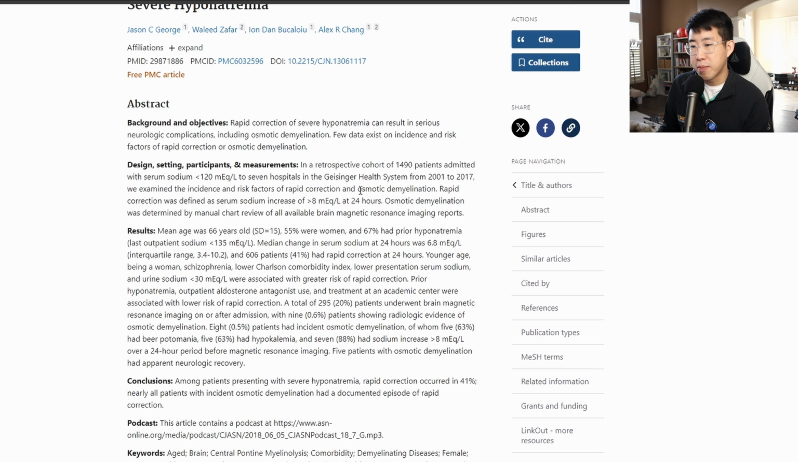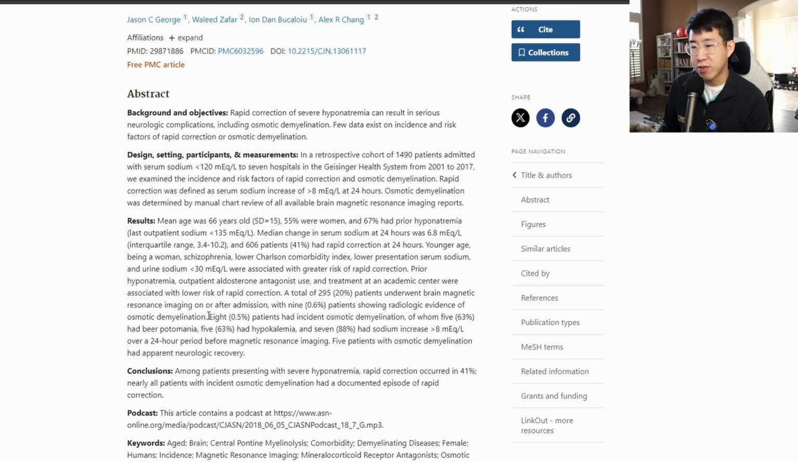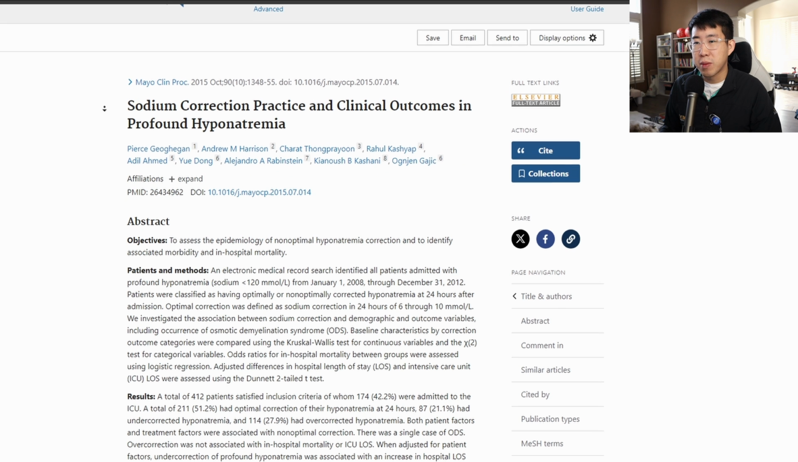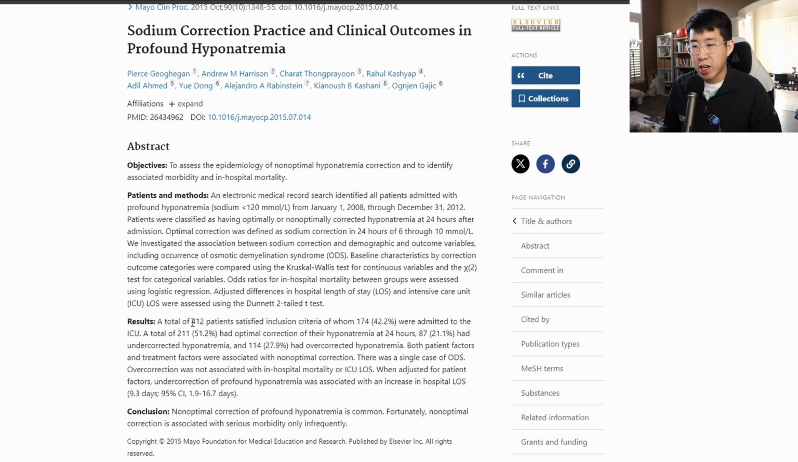And basically, 8 patients out of these 1,490 developed osmotic demyelination, which is 0.5%. 5 of these patients had apparent neurologic recovery. In their case, nearly all patients with osmotic demyelination had a documented episode of rapid correction. And I just want to show you one last study here done by the Mayo Clinic Journal. There were 412 patients who had severe hyponatremia, and there was only a single case of osmotic demyelination syndrome.